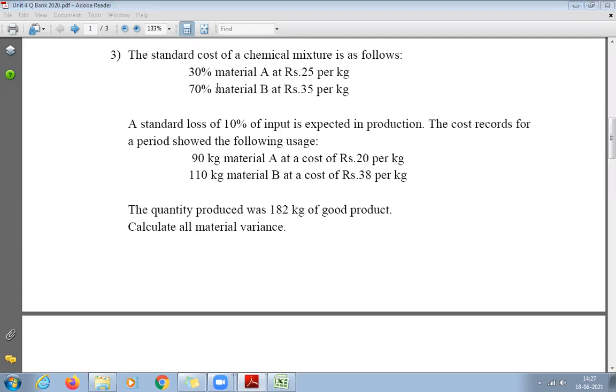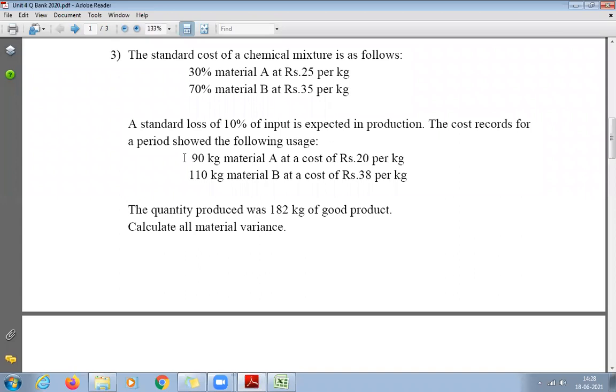Thank you very much. So here we have to calculate all the material variances. He has given us the standard cost of two chemicals they are mixing to manufacture a product. So they are mixing chemical A and chemical B, that is material A and material B. He is using 30% material A and the cost is 25 per kg, and 70% material B, cost is 35 per kg. And the standard loss of 10% of input is expected in production.